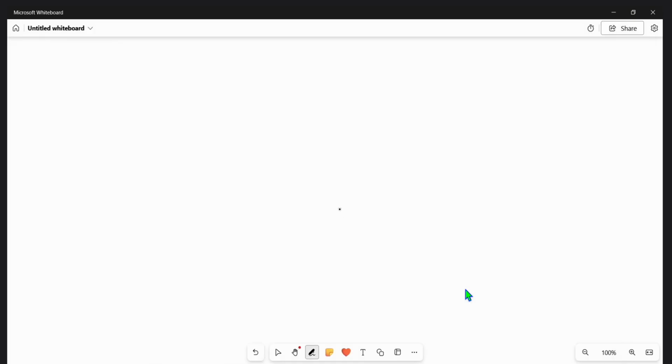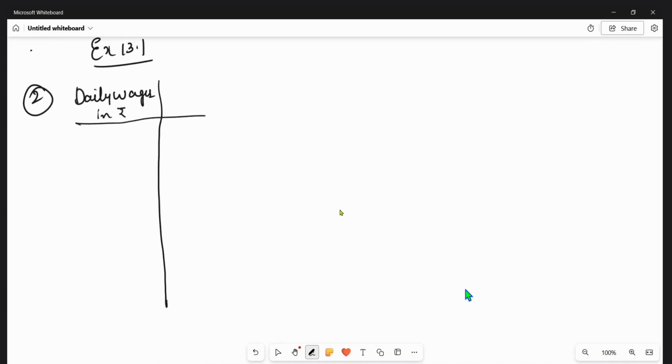Do the next one, third one. Or the exercise, we'll write that only. Exercise 13.1, second question. Now, consider the following distribution of the daily wages of 50 workers of a factory. 50 workers means sigma fi is 50, there only will know that. Okay. Write down the table. Daily wages, it is in rupees. Number of workers.